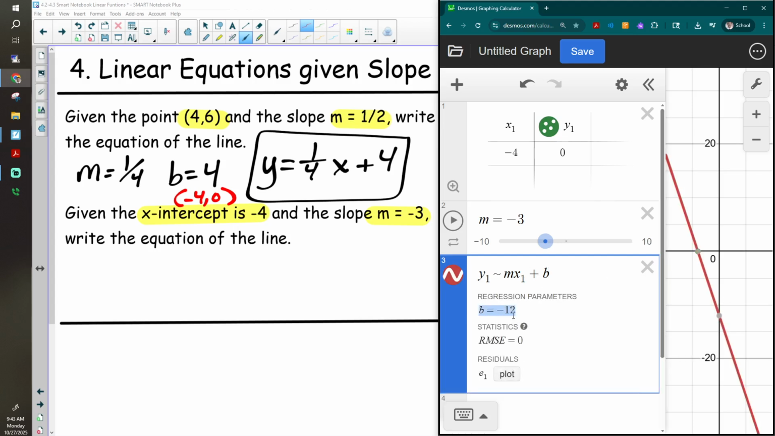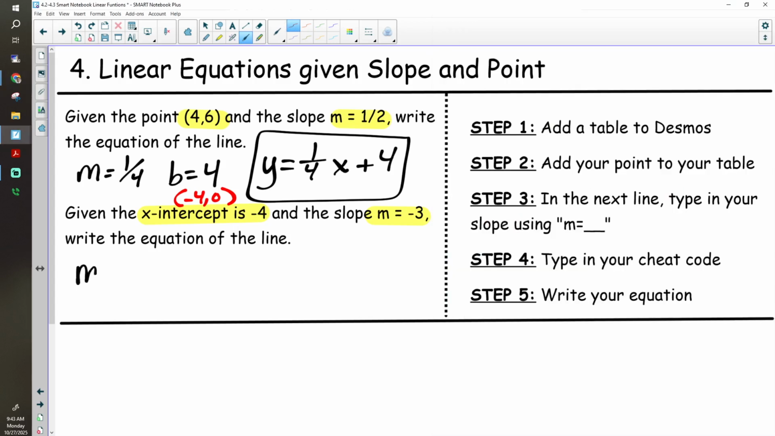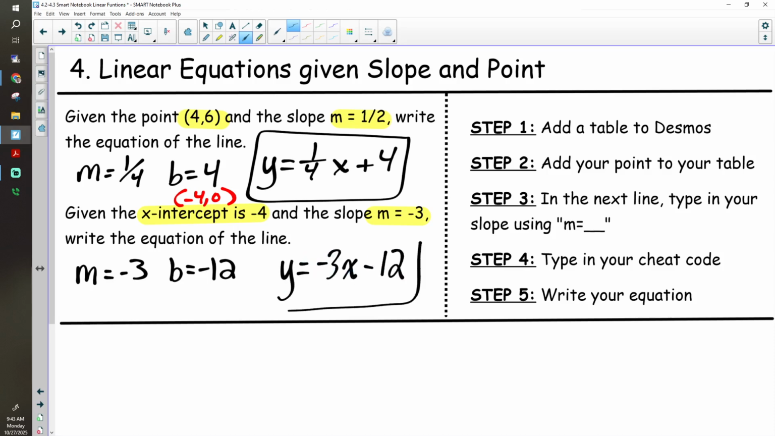It's like, hey, your y-intercept is -12. So we know m is -3. We know b is -12. We can write our equation. M is -3. B is -12. So my equation, y equals -3x minus 12. I could write -3x plus -12, that's fine, but that's just an extra plus that we don't need. Okay, and there's number 4.